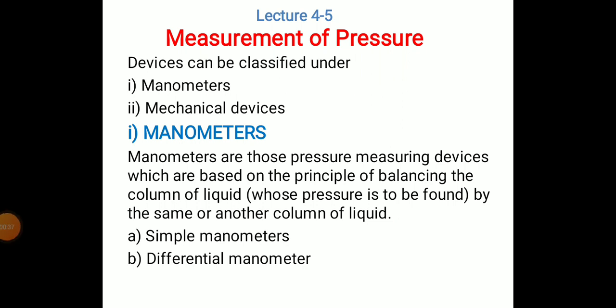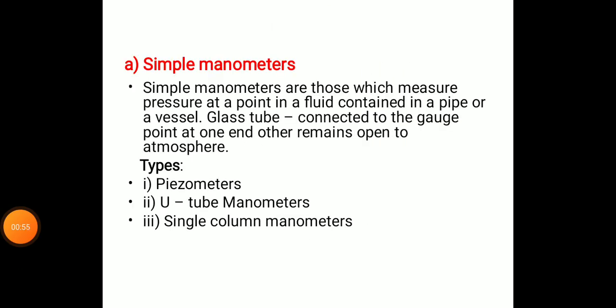Manometers are defined as the devices used for measuring the pressure at a point in fluid by balancing the column of fluid by the same or another column of fluid, and they are classified as simple manometer and differential manometer. A simple manometer consists of a glass tube having one of its end connected to a point where pressure is to be measured and other end remains open to the atmosphere. The common types of simple manometer are piezometer, U-tube manometer and single column manometer.